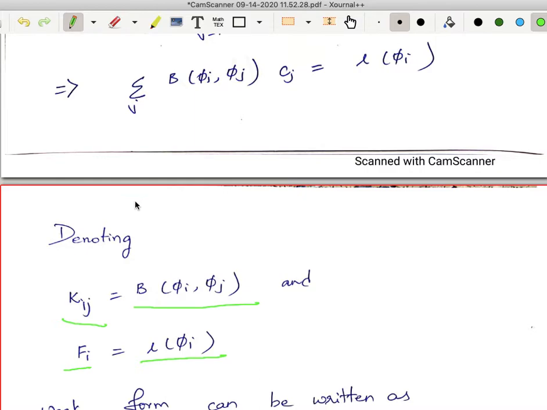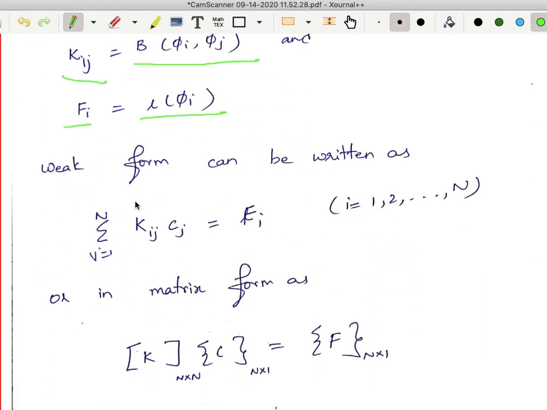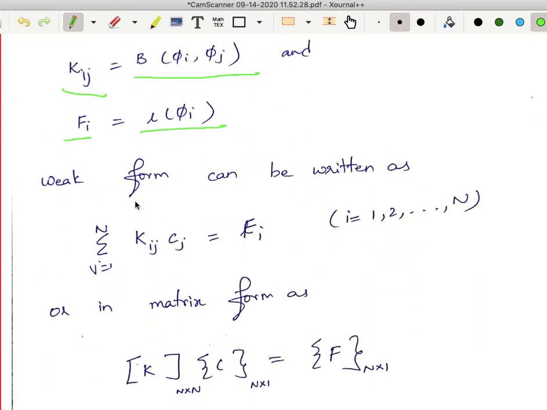Now if we do that, then what will be the weak form statement? The weak form statement then becomes summation over j of kij cj is equal to fi, f subscript i.